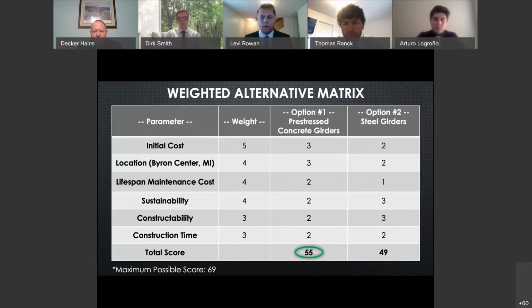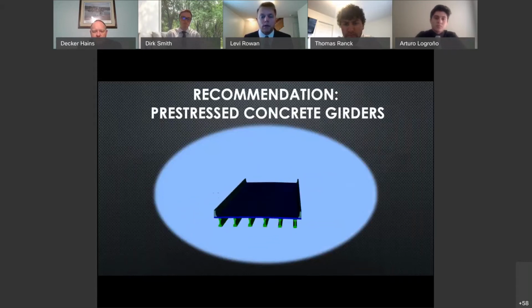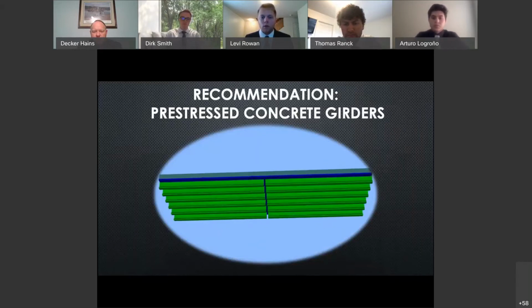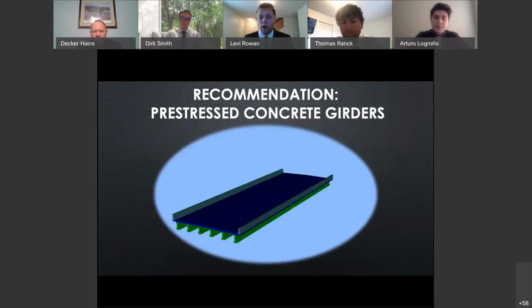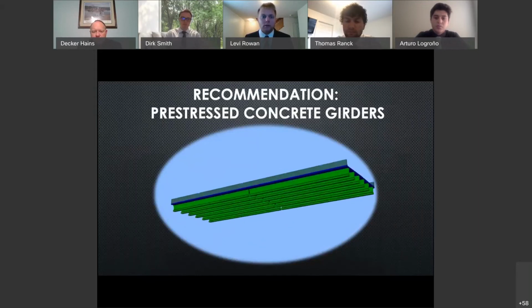It's also important to note that the W33 by 141 steel girders in option number 2 have slightly easier constructability, as they are significantly lighter than the AASHTO Type 3 beams. Although both girder materials obtain some aspect of sustainability, steel girders utilize around 90% or more recycled material. The parameters with increased importance, such as lower lifespan cost and location, result in a better overall score for option number 1. Lower costs and the absence of splicing solidified the reasoning behind the selection of pre-stressed concrete girders.